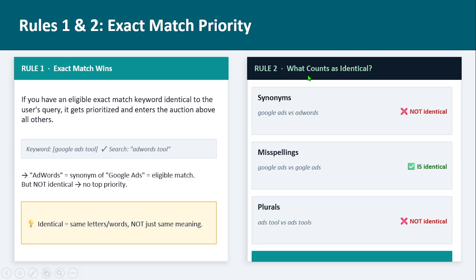Rule 2, what counts as identical? Synonyms, like Google Ads versus AdWords, are not identical. Misspellings, like a slightly misspelled Google Ads versus Google Ads, are identical. And plurals, like ads tool versus ads tools, are not identical.